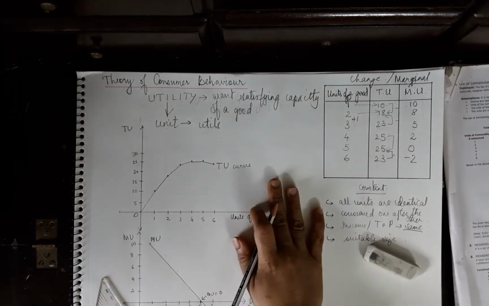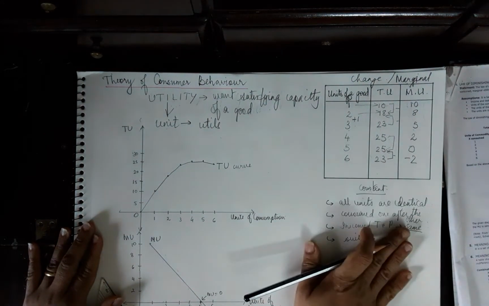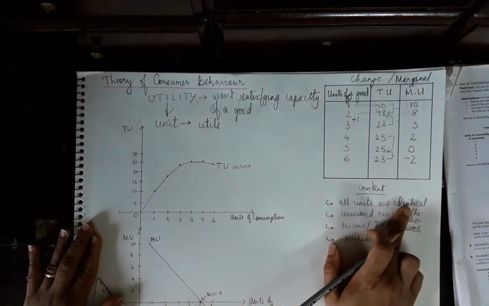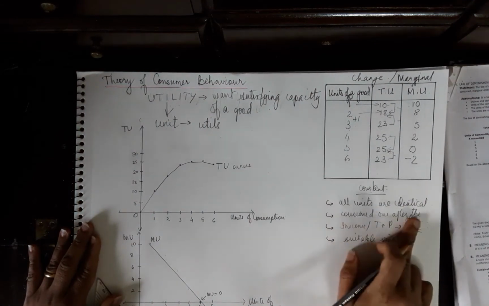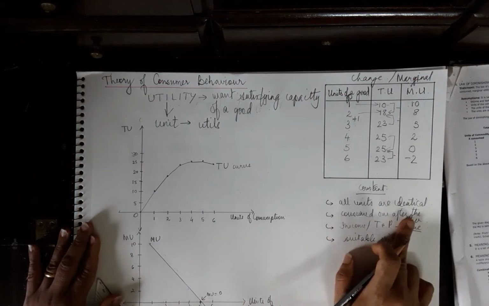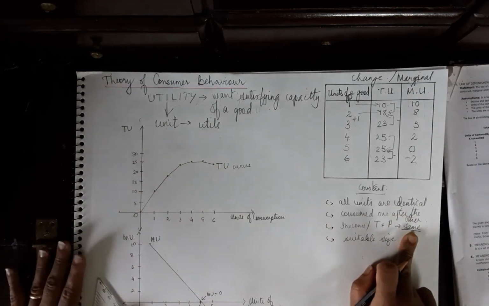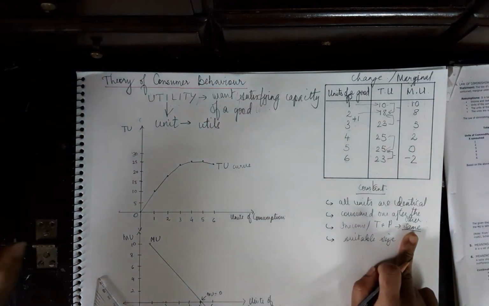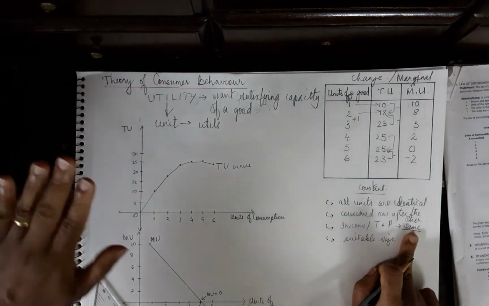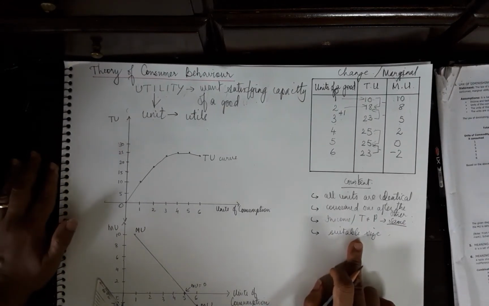So we have completed now. We started with the assumptions. What are the assumptions? All units are identical. The units have to be consumed one after the other, that is successive consumption. The taste and preferences must not change in the same time period. I should not say, no, I don't want Tic Tac, I want Polo. I should be having the same taste and preferences, and the units should be of the same size.